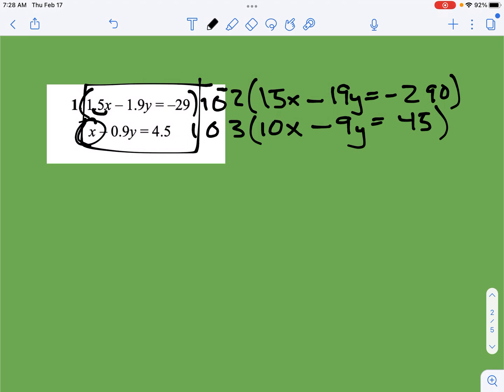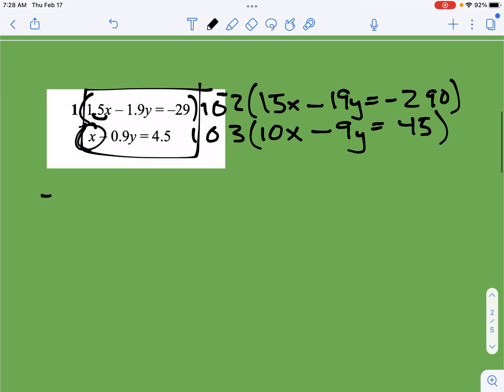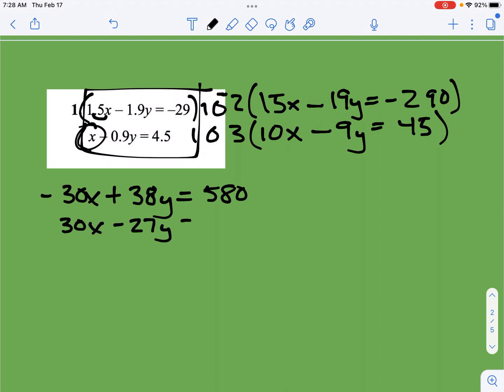So let's do that and see what we get. So we get negative 30x, we're doing the top equation here, plus 38y equals positive, and then 290, so that would be 580, I believe? All right, 3 times 10, so we're on the lower equation now, 30x minus 27y equals 90 plus 45.